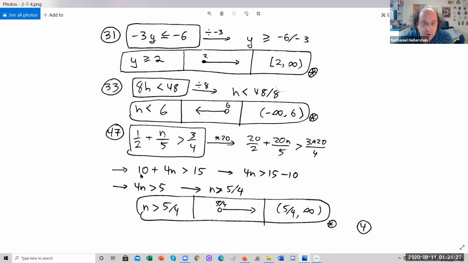All right, we subtract 10 from both sides. That keeps the inequality the same. So 4n is greater than 15 minus 10. So therefore 4n is greater than 5. We divide both sides by 4, and 4 is positive, so it keeps the inequality the same. n is greater than 5/4.